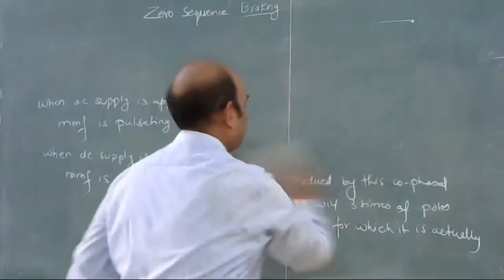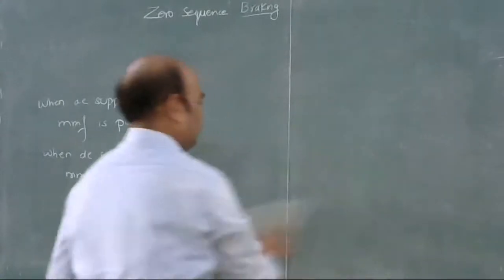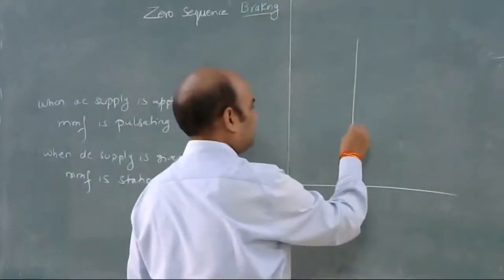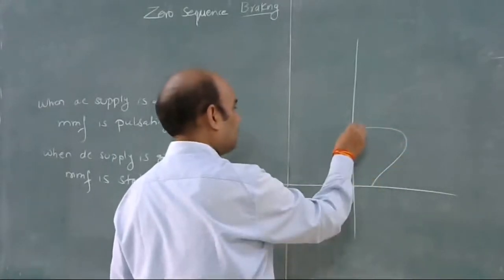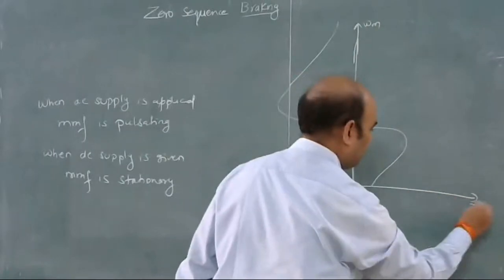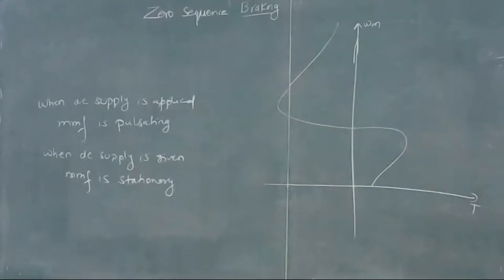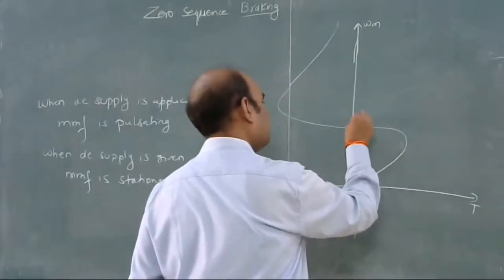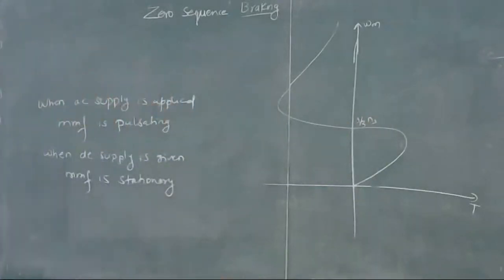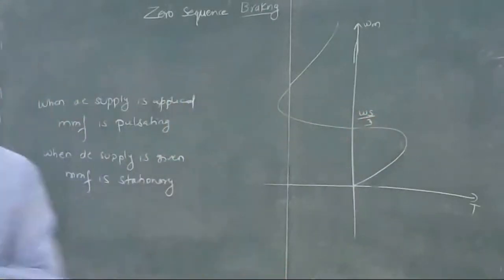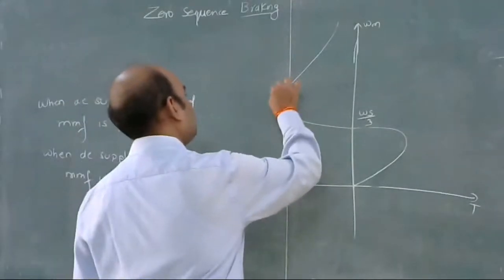Now we draw the speed characteristics for zero sequence braking. This is between speed and power. In case of AC, it is limited up to 1/3 of the synchronous speed, omega S. So this is AC braking.